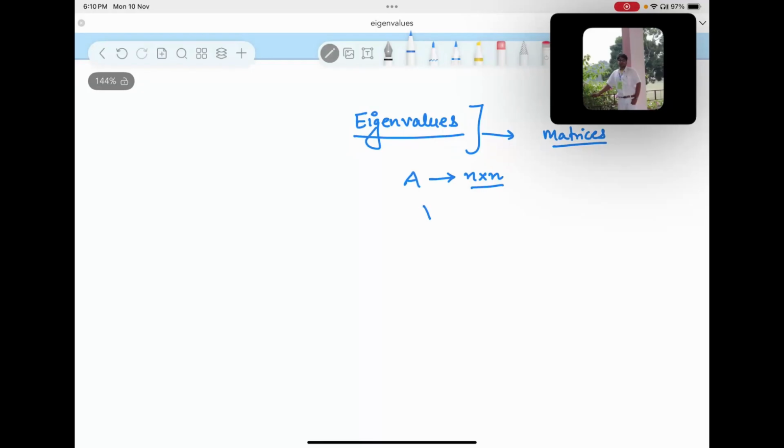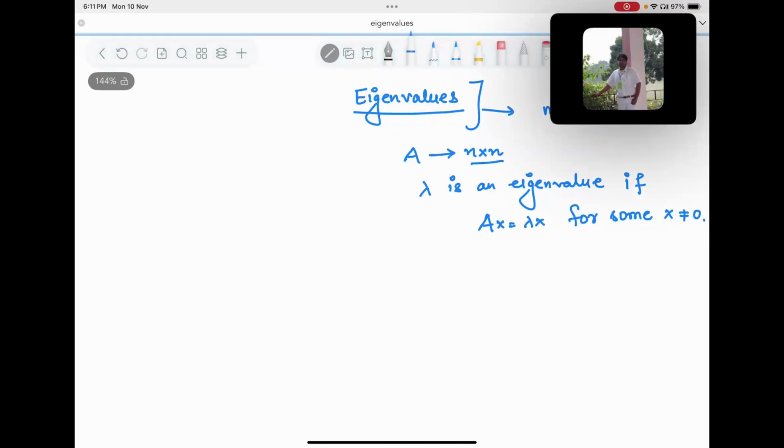A scalar lambda is an eigenvalue of matrix A if Ax equals lambda x for some vector x which is non-zero. x should be non-zero. If this happens, we say lambda is an eigenvalue for matrix A. And in this case, this x is called an eigenvector corresponding to the eigenvalue lambda.